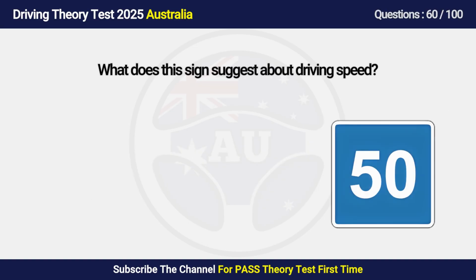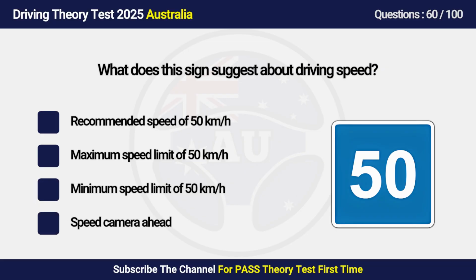Question 60. What does this sign suggest about driving speed? A, recommended speed of 50 km per hour. B, maximum speed limit of 50 km per hour. C, minimum speed limit of 50 km per hour. D, speed camera ahead.